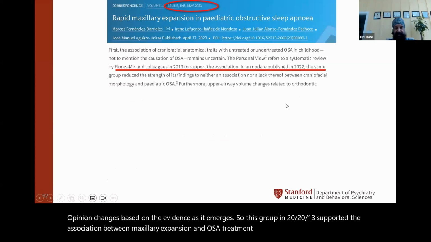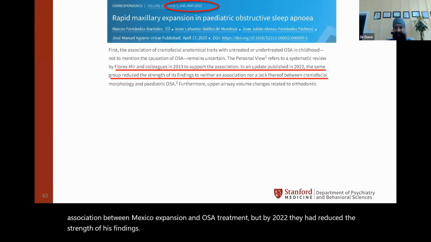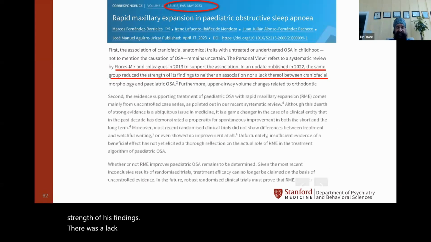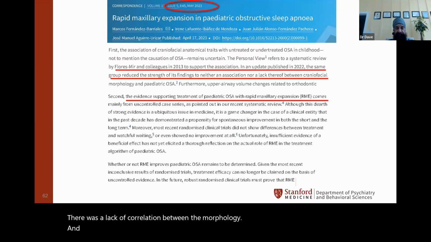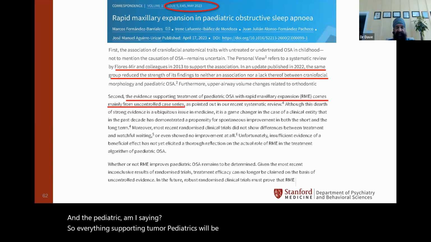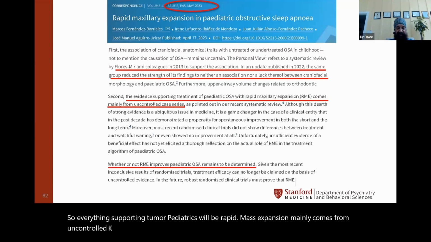But by 2022, they had reduced the strength of its findings. There was a lack of correlation between the morphology and the outcome in pediatric OSA. So evidence supporting rapid maxillary expansion in pediatric OSA mainly comes from uncontrolled case series. Whether or not rapid maxillary expansion improves pediatric OSA remains to be determined.